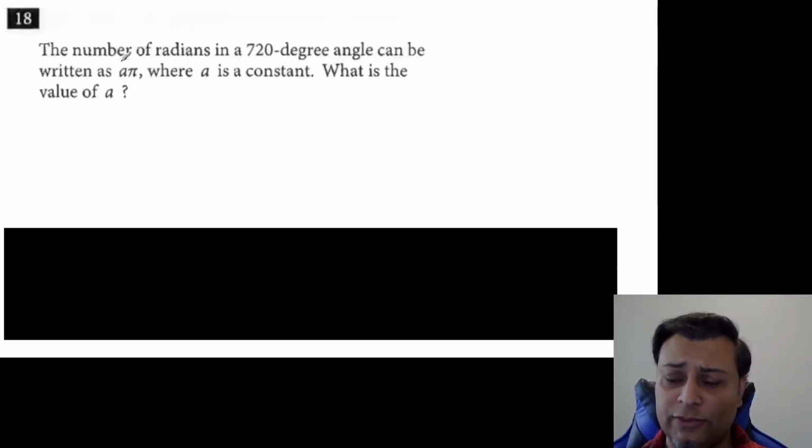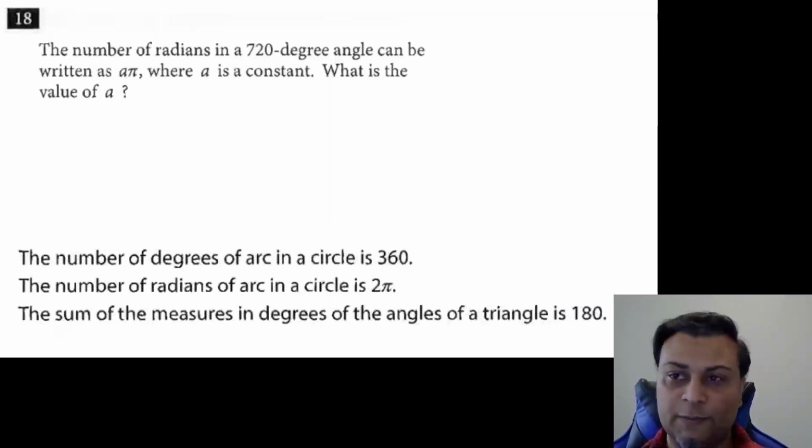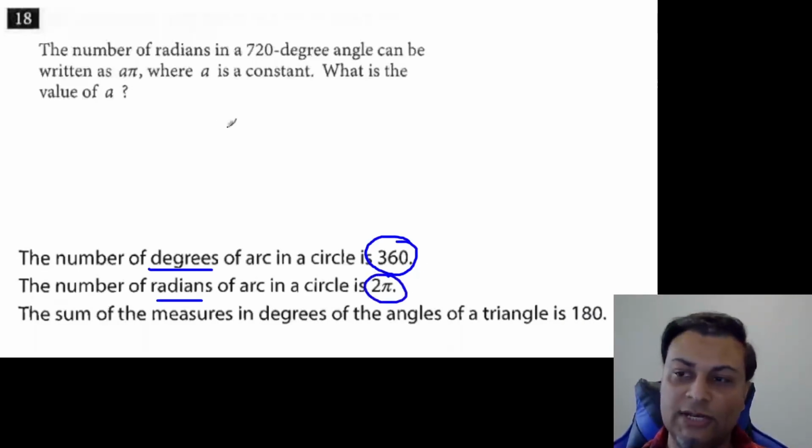Question 18. The number of radians in a 720 degree angle can be written as a times pi, where a is a number. What is the value of a? For that we have to know how to convert between radians and degrees. The formula in the packet says the number of degrees in a full circle is 360, and the number of radians is 2 pi. So they're telling us 360 degrees converts to 2 pi in radians.